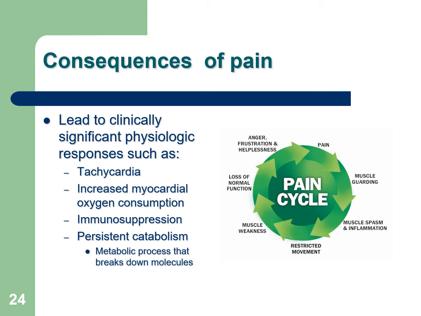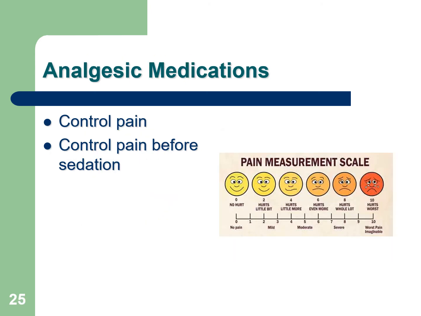The consequences of pain are many. There are a lot of physiological responses to pain, such as tachycardia and increased myocardial oxygen consumption. Many of these patients are immunosuppressed, and they could be in a persistent catabolic type of state. All of these things really don't work very well for the patient.